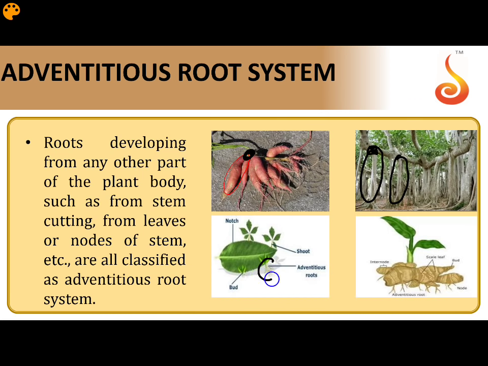Observe the adventitious roots in case of bryophyllum. It is growing from the leaf. In case of ginger, it is growing from the rhizome, which is a part of the stem. So, we understand roots developing from any other part of the plant other than the primary roots, such as stem, leaves and so on, are called as adventitious root system. So, that is the part.